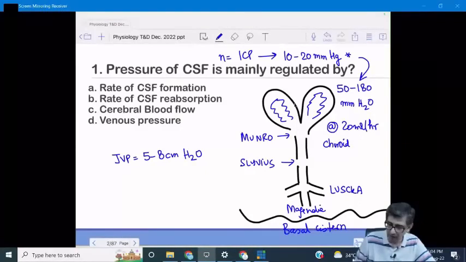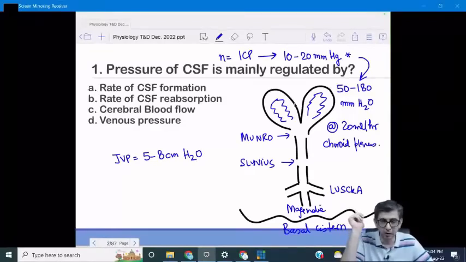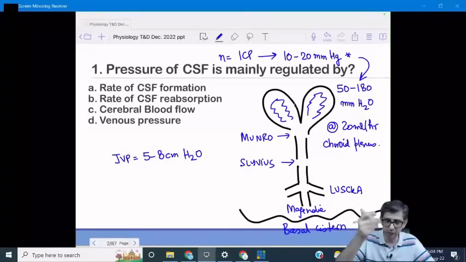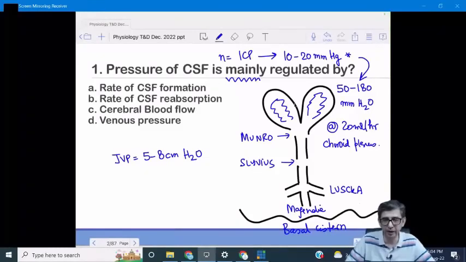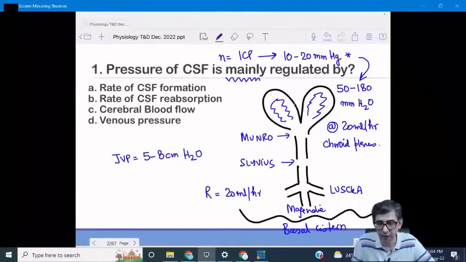Now, if you look at the options which are given here, cerebral blood flow, venous pressure, all of these parameters play an important role. But from physiology perspective, he has asked, is mainly regulated by which of the following? Then the basic point is that reabsorption rate and production rate have to be equal. The rate of reabsorption is the same 20 ml per hour as that of production. And if there is an imbalance between the two, then there would be hydrocephalus in the patient.